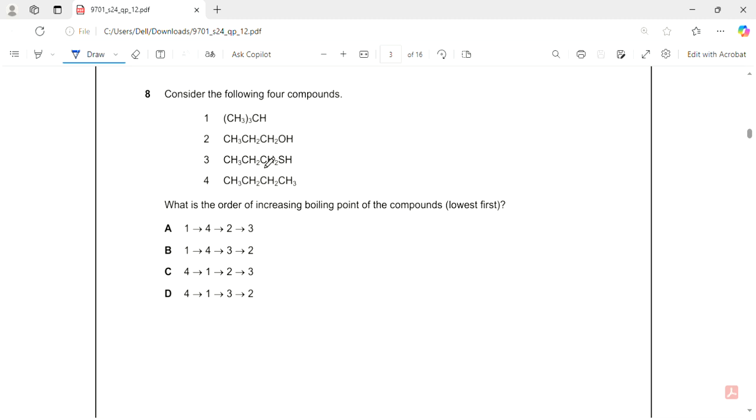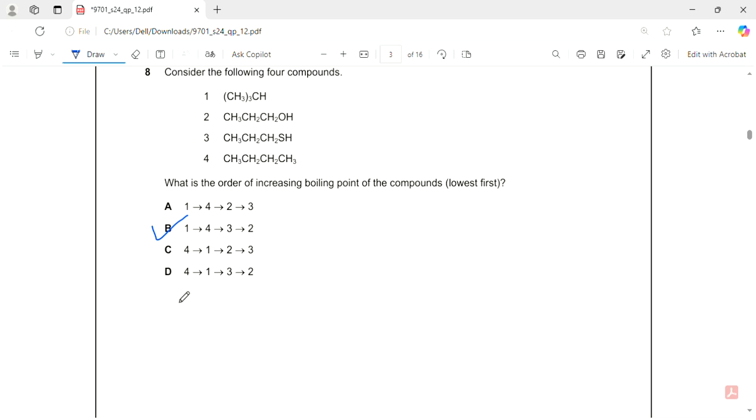Yes, this is the second one. This is the lowest, and fourth is the second lowest, and three the third lowest, and fourth. So B is the right answer. Yes, B is the right answer. Move to the next part.